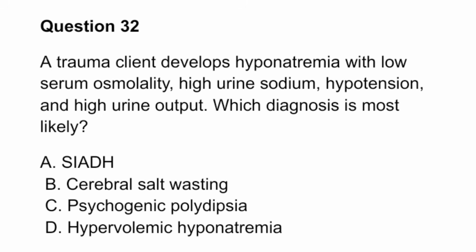Question 32. A trauma client develops hyponatremia with low serum osmolality, high urine sodium, hypotension, and high urine output. Which diagnosis is most likely? A. SIADH. B. Cerebral salt wasting. C. Psychogenic polydipsia. D. Hypervolemic hyponatremia.